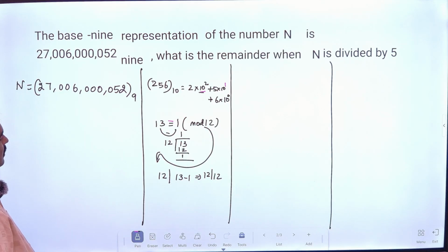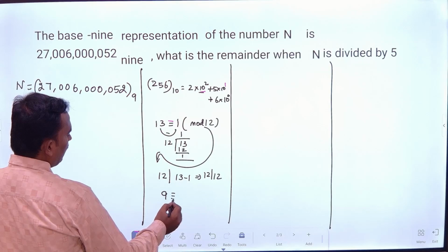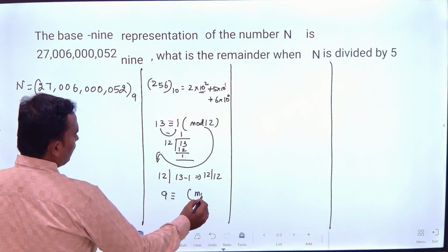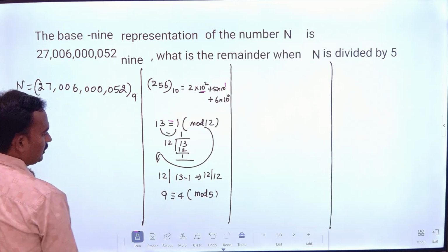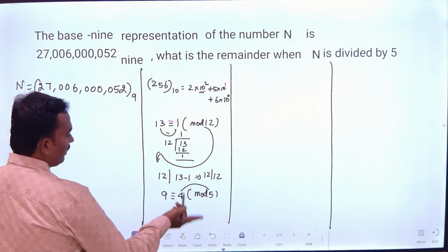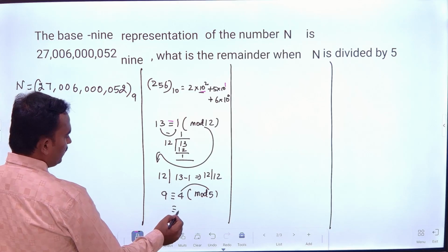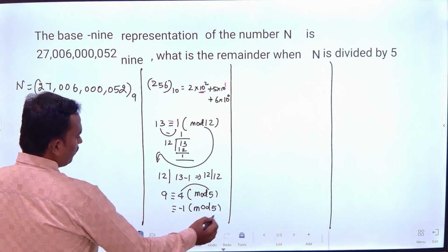Let me take, for example, 9. If I take 9 modulo 5, what is the remainder? 4, right? But equivalently, how to write the difference? You can see the reverse order: 9 is congruent to minus 1 modulo 5.